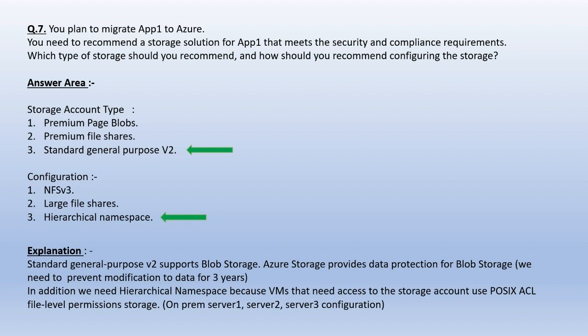to access the storage account use POSIX ACL file level permission storage, as on on-premises server 1, 2 and 3 configuration. So we have servers 1, 2, 3 which host the app on-premises, and they need file level permission storage, and only hierarchical namespace can do it for us. So we will go for the standard general purpose v2 storage account and hierarchical namespace.